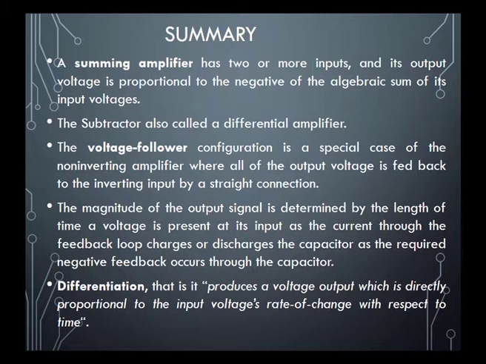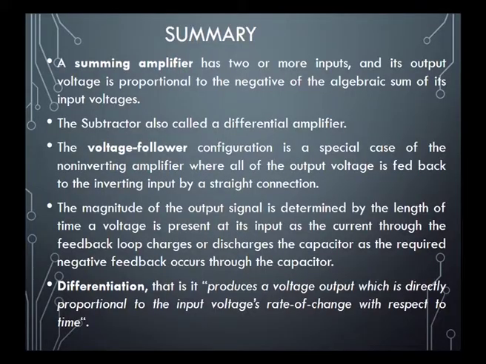Let us come to the end of the session. Let us have a brief summary. The first thing that we discussed in the session is the summing amplifier, which has 2 or more inputs, and its output will be the summation of all the inputs. The subtractor is also called a differential amplifier. The subtractor gives the difference of 2 inputs. Next, we dealt with the voltage follower, which has a gain of unity and a direct feedback from the output to input.